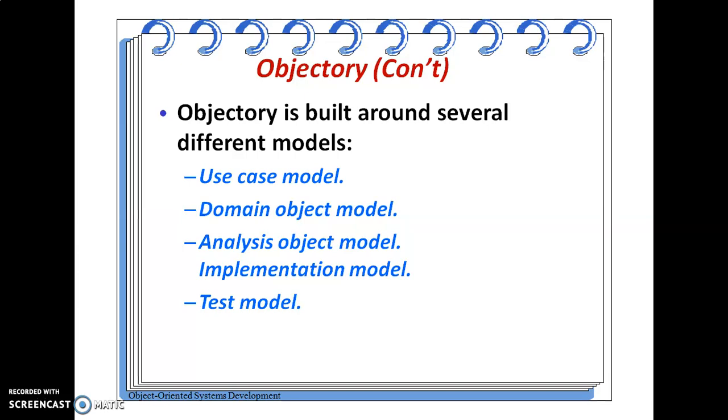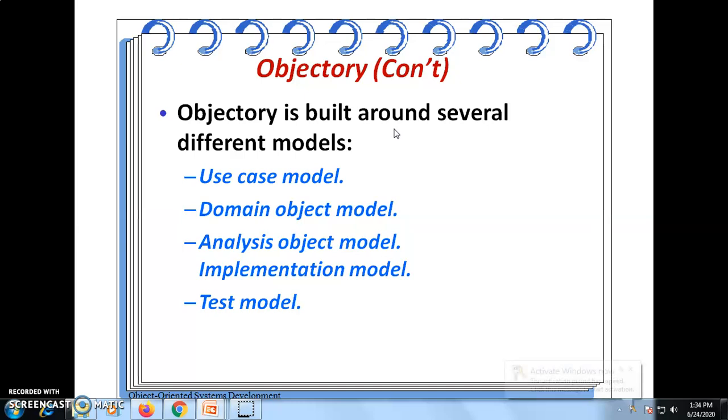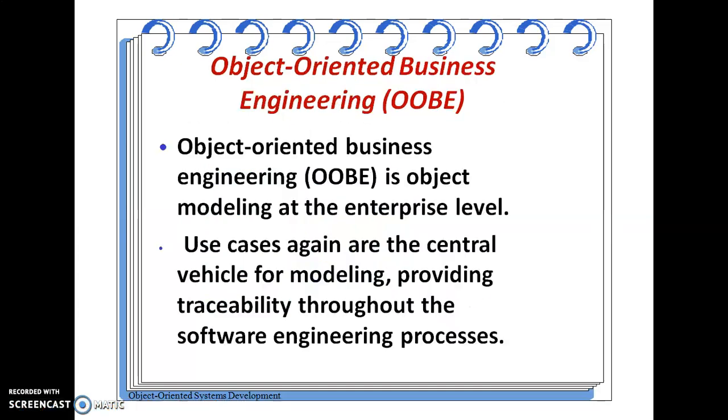First one, obviously, is the use case model. Second one is the domain object model. Third one is the analysis object model, or we can say the implementation model. And last one is the test model. These are the main models. This is nothing but object oriented software engineering.